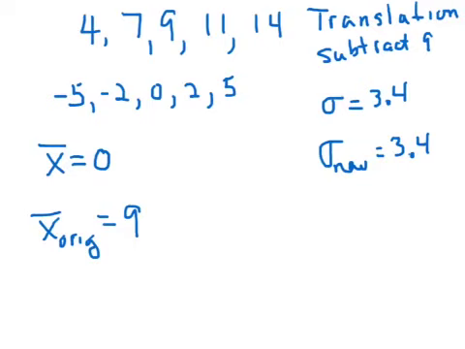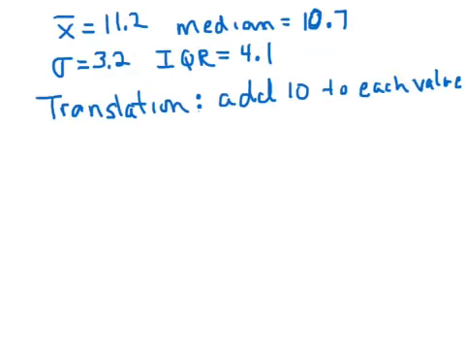Alright, let's see if we can think about that, just a lot of things. So I have a data set. I know the mean is 11.2, the median is 10.7, the standard deviation is 3.2, and the IQR is 1.4. If I add 10 to each value in the data set, the question is, what's the new mean?